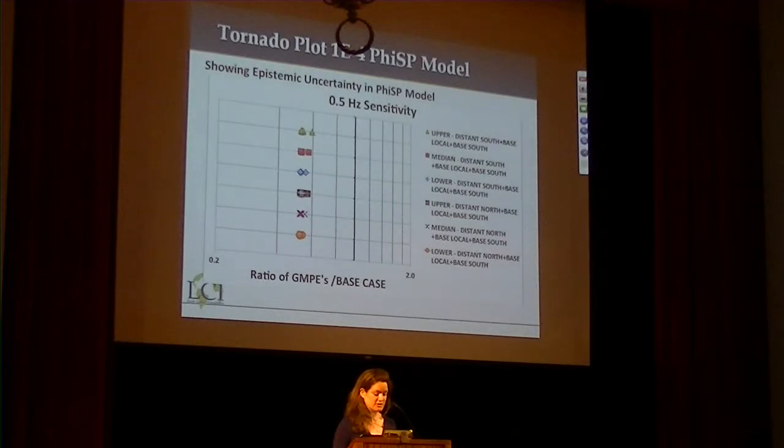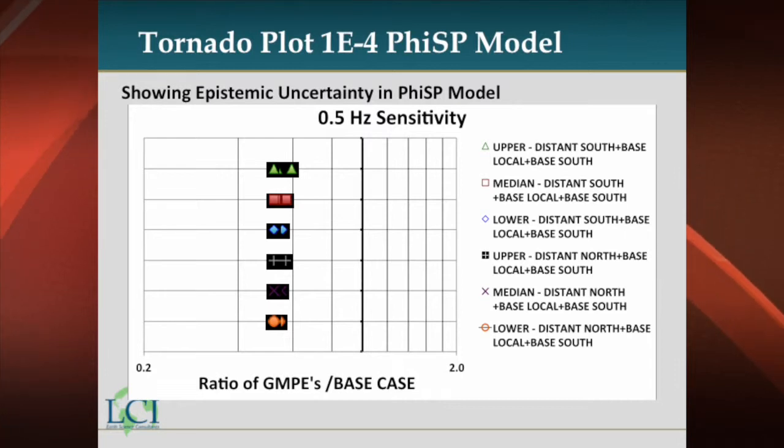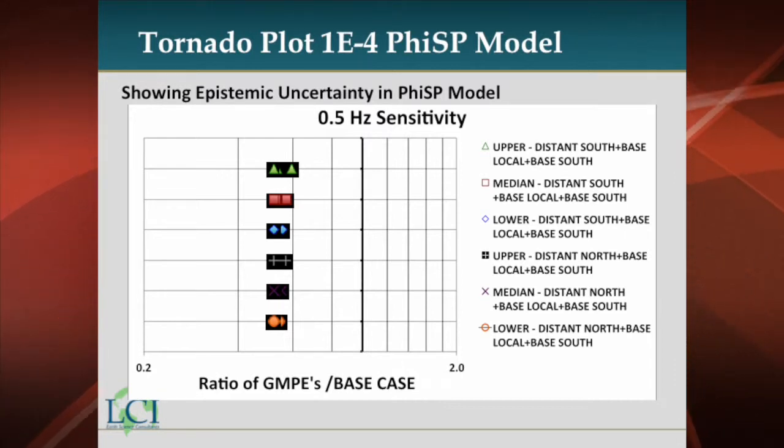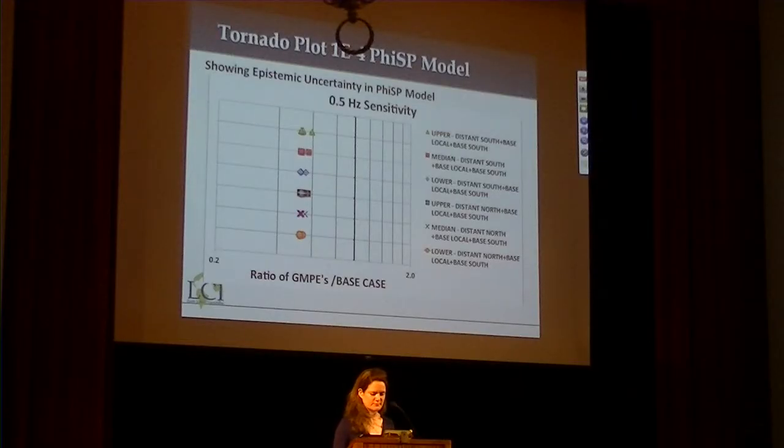And I'm just showing them all on one plot. This is for half a hertz. So here is the sensitivity to the southern sources. Here's the sensitivity to the northern sources for the upper, median, and lower models. So the distribution's narrow. So those path effects in our single path sigma are not having a strong effect on your hazard.